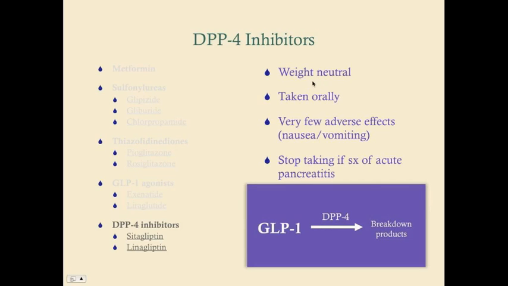DPP-4 inhibitors are weight neutral, and the thing that they have over the GLP-1 agonists is that they're taken orally. A lot of patients would prefer that. Being weight neutral can be good if you have a real thin patient that you don't want to lose any weight. DPP-4 inhibitors have very few adverse effects. The most prominent, which happens in about 1 in every 3 patients, is nausea and vomiting. But as long as you warn the patient that those symptoms could come up, they tend to be pretty compliant. Like the GLP-1 agonists, they should not take these if they have symptoms of acute pancreatitis, and you should counsel the patient about this before you put them on these drugs. A DPP-4 inhibitor can be an attractive choice in a patient who's contraindicated for GLP-1 agonists, particularly because of the thyroid cancer contraindication.